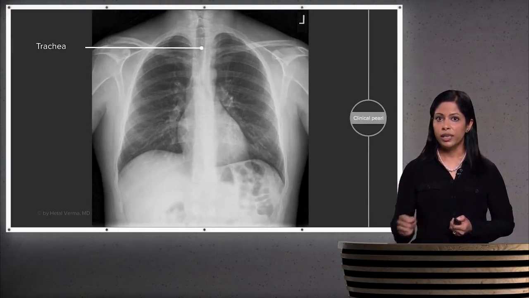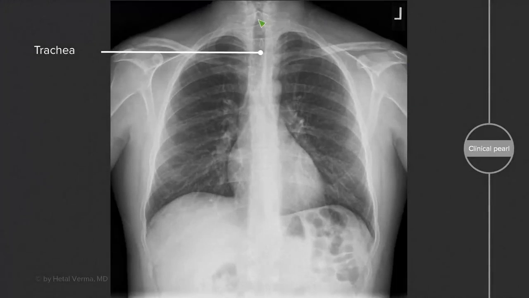We take a look at the trachea, which again should be midline, and it's the air-filled structure within the mediastinum. We then take a look at the shadow of the SVC, or the superior vena cava, and that's seen just to the right of the mediastinum. You can see it pointed out here, and you can see the shadow coming down this way.